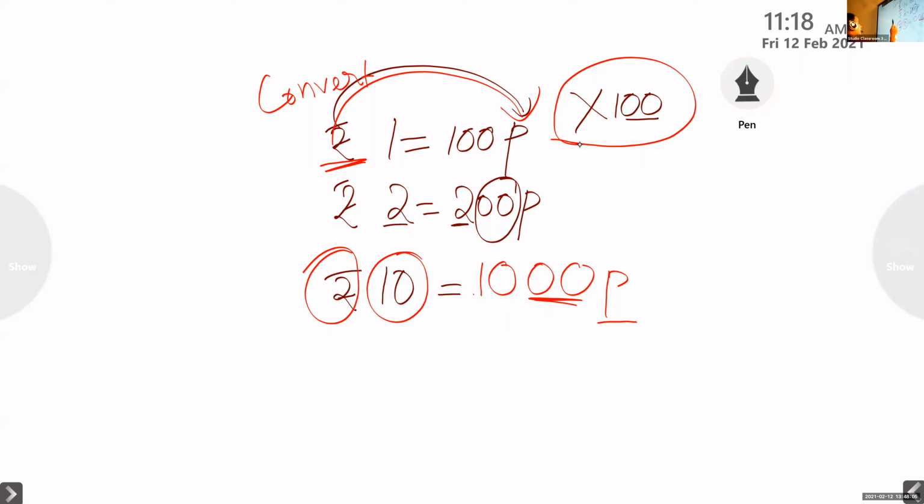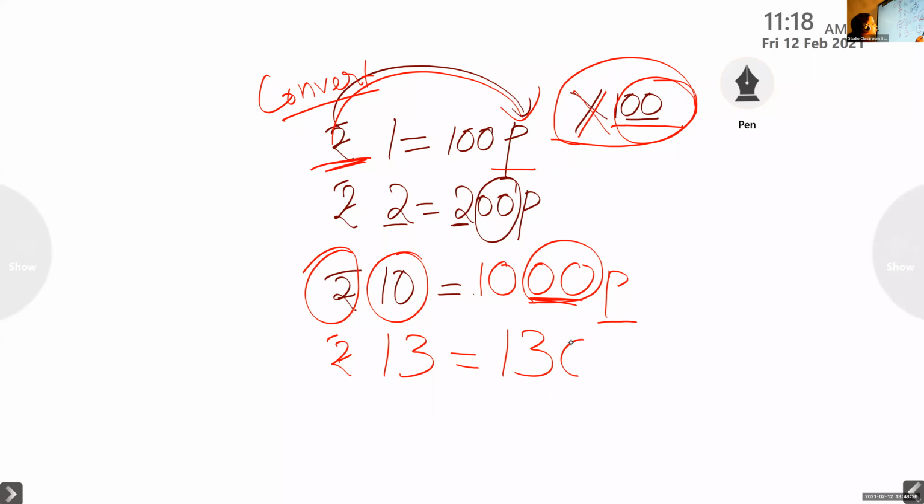So to convert rupees to paise, children, what we have to do? Multiply with 100. Look here, how many zeros are in 100? 2 zeros. So what we have to do? Just add 2 zeros. So rupees 13, how will we write? Write 13, 2 more zeros, then write paise here. Is that easy?